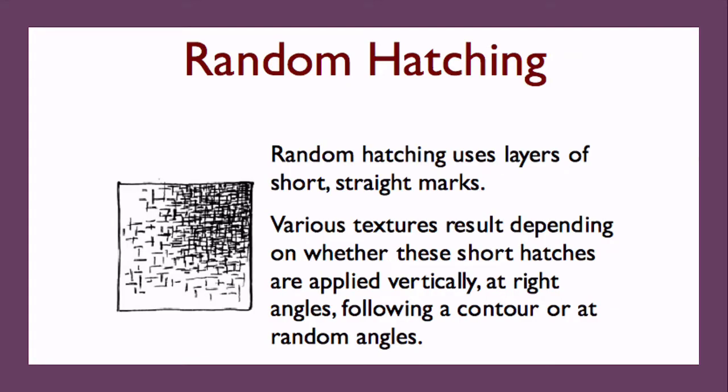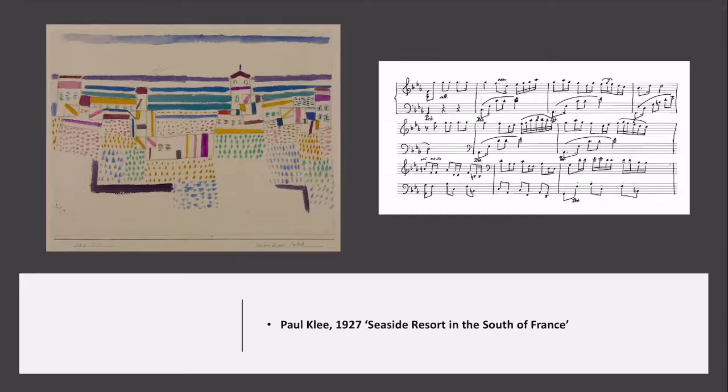Random hatching is a little bit different to contour hatching in that it uses layers of short, straight marks. So various textures result depending on whether these short hatches are applied vertically, at right angles, following a contour, or at random angles. So let's have a look at this piece of work by Paul Klee.